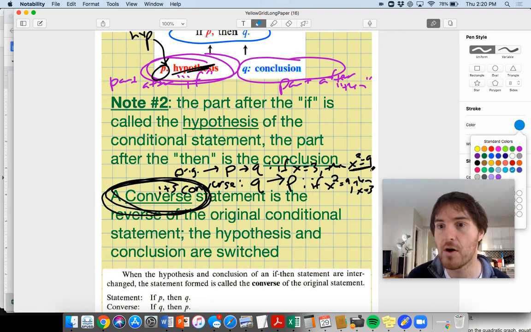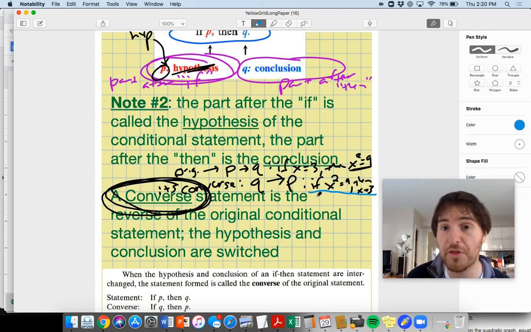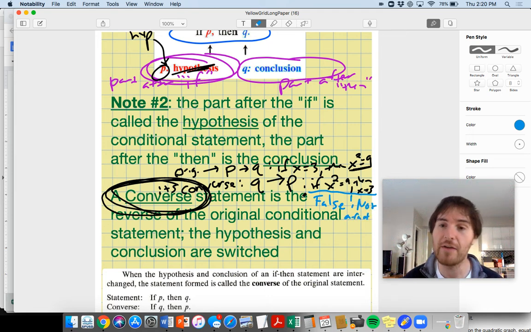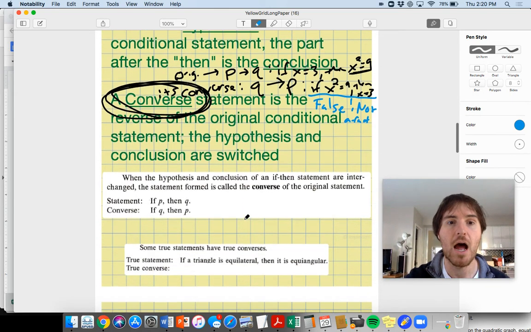Actually false. So this is not a fact. Sometimes converses are theorems or facts. Sometimes you have true converses and sometimes you have false converses. And that's what you've got to work with on the homework tonight. So let's check it out here.